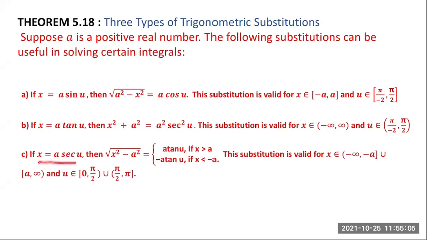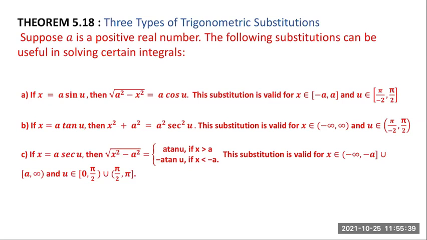And then here is the third part. If x is equal to a secant u, then square root of x squared minus a squared is equal to a tan u if your x is bigger than a, and it is equal to minus a tan u if your x is less than minus a. Why do you require these two conditions? Either x has to be greater than a or x has to be less than minus a. That is to make sure that inside your square root you have something greater than 0.